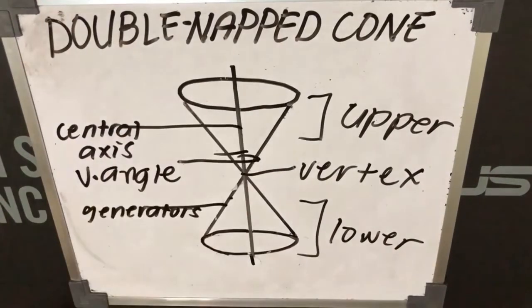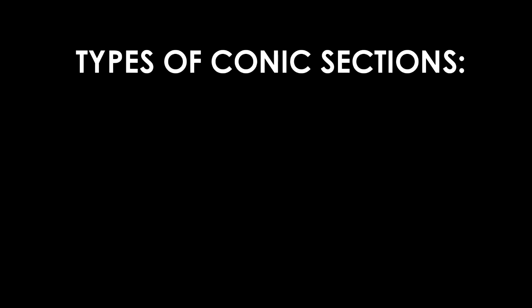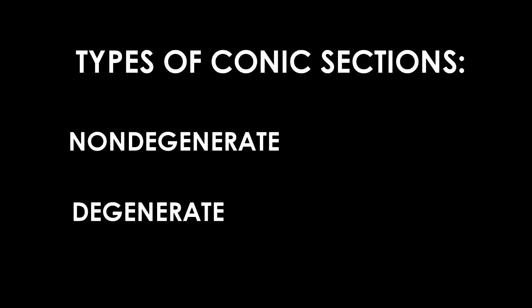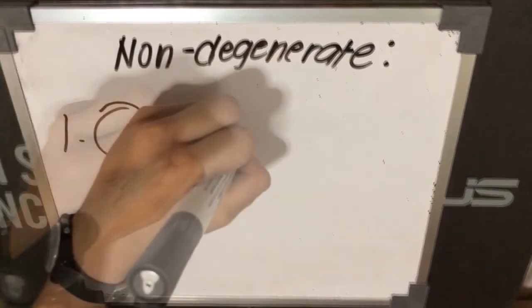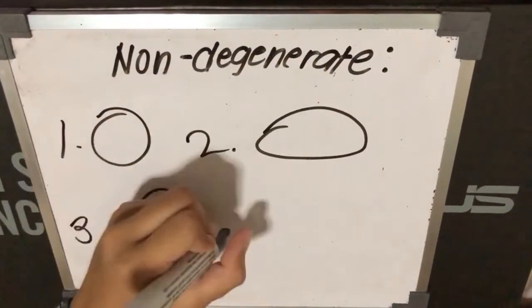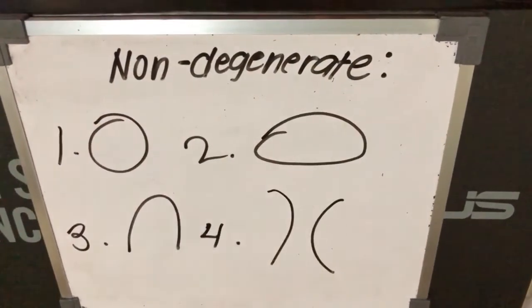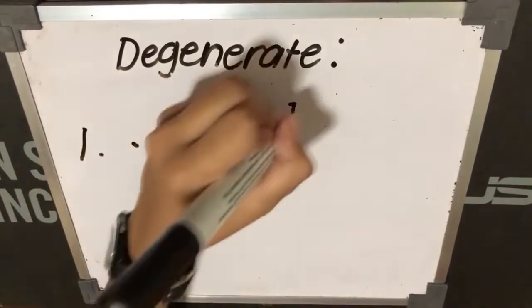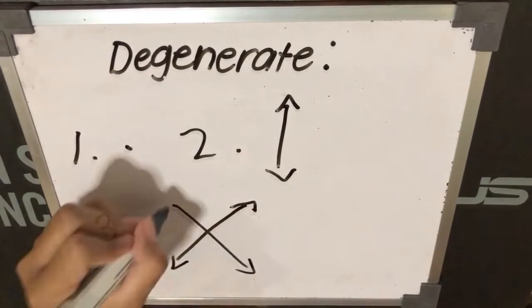Vertex angle: it is the angle between the central axis and the generator, and it is denoted by A. There are two types of conic sections, the non-degenerate and the degenerate. Non-degenerate conic sections are the circle, ellipse, parabola, and the hyperbola. Degenerates are point, line, and two intersecting lines.